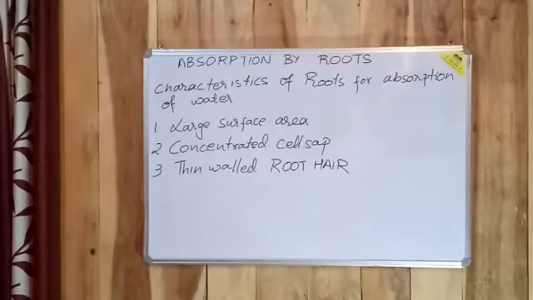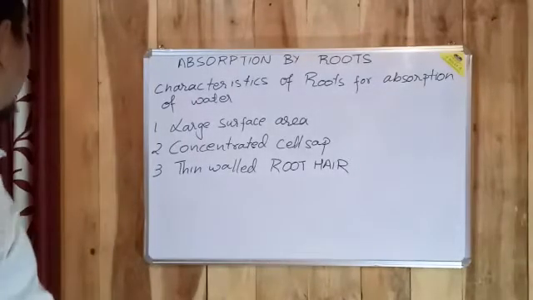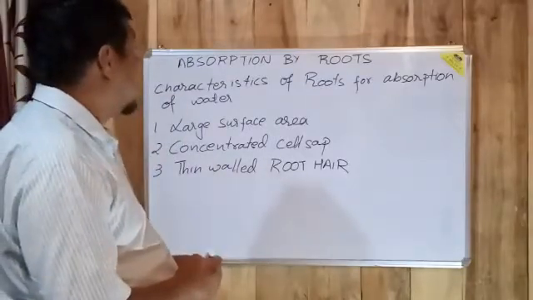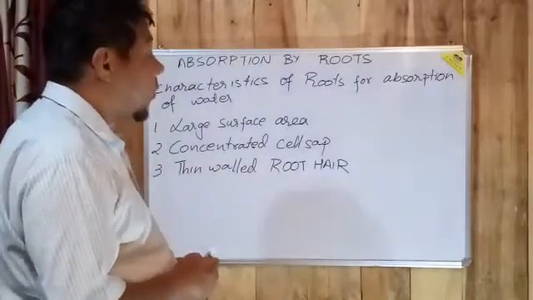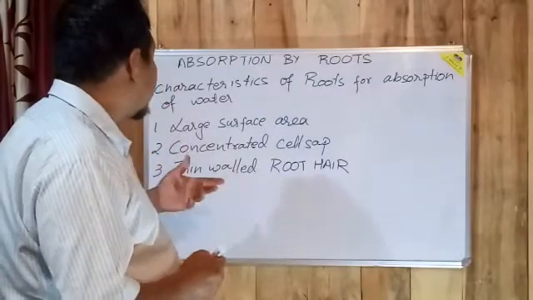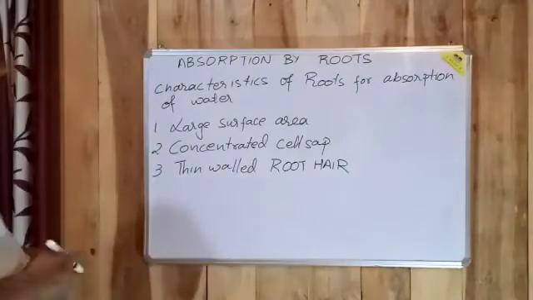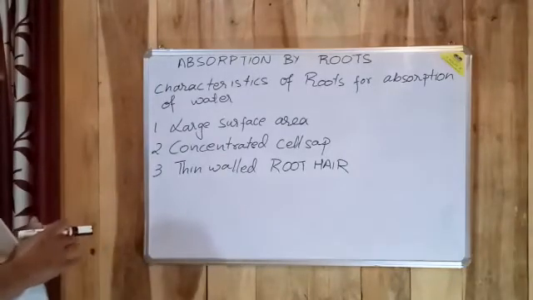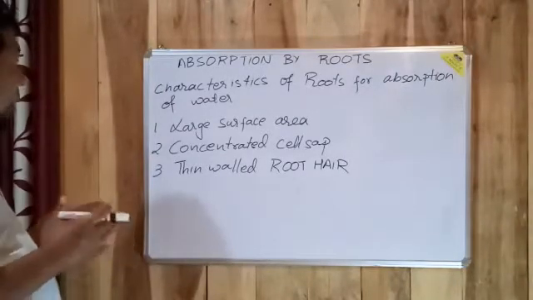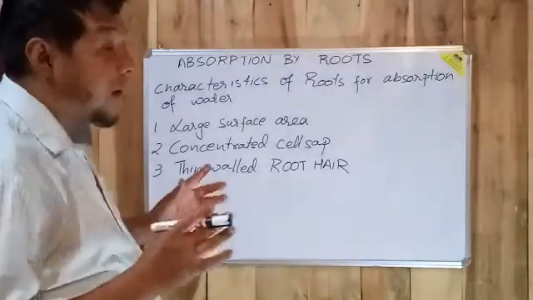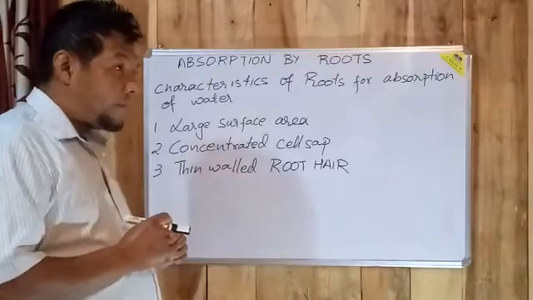Okay, we'll continue with the absorption of the roots. As far as the absorption of the roots is concerned, that is, the characteristics of the roots for the absorption of water, there are basically three characteristics which make the root a good absorbent. For example, the root has a very large surface area.